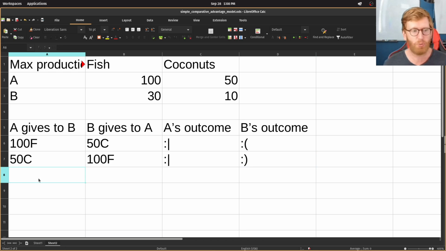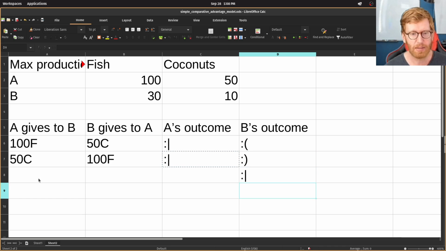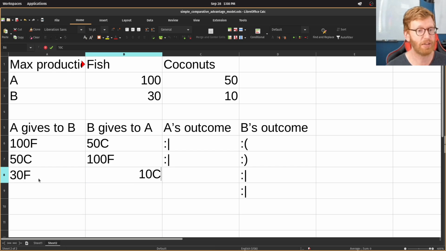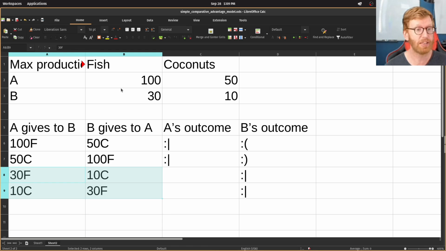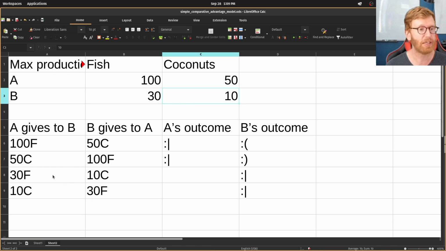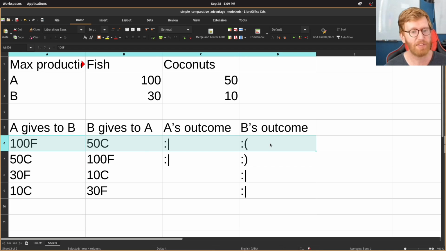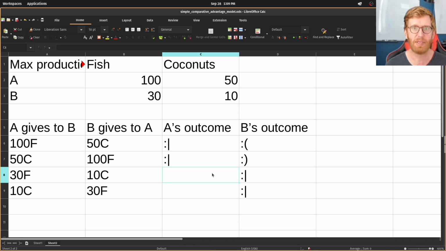All right, so we found one thing. Let's go with making trader B indifferent. And we'll try it both ways just to be consistent. So we'll say 30 fish for 10 coconuts, and then 10 coconuts for 30 fish. Both of these trades are going to make B indifferent because they're spending a day to save a day. They're giving up 1 day's worth of coconuts and getting 1 day's worth of fish as far as their own production possibilities are concerned.